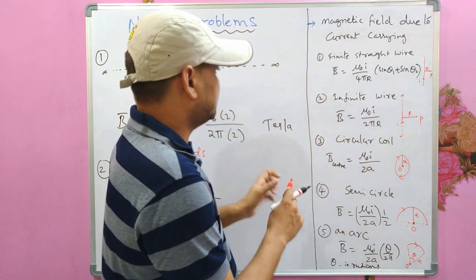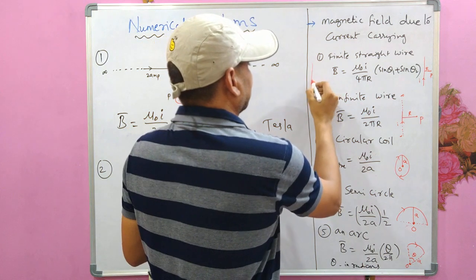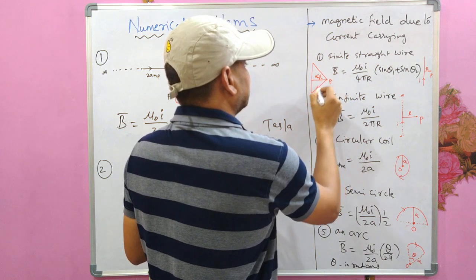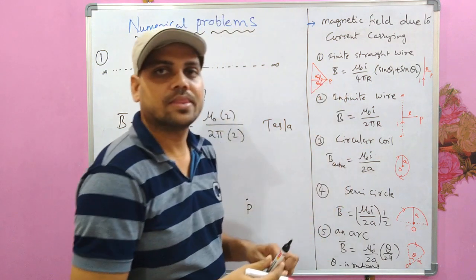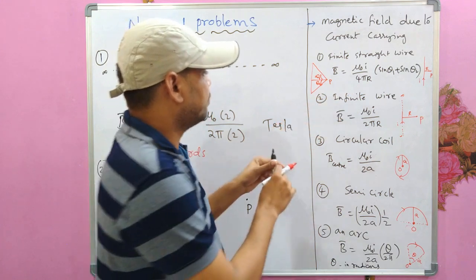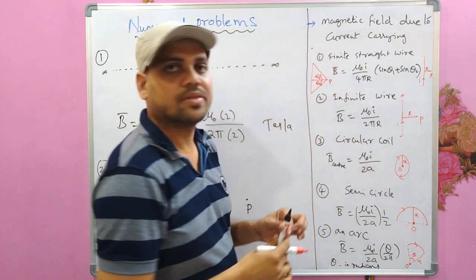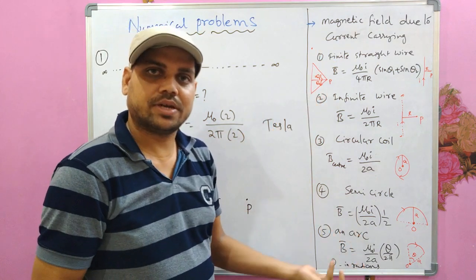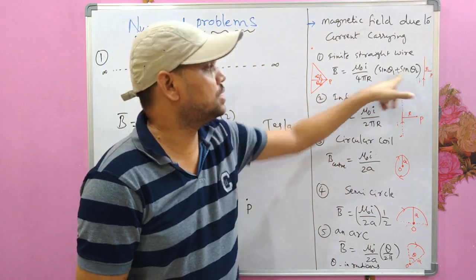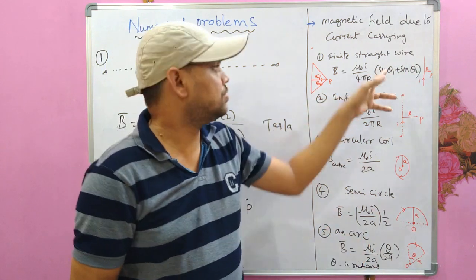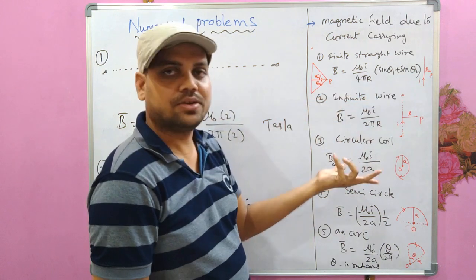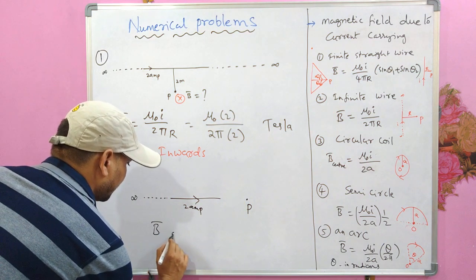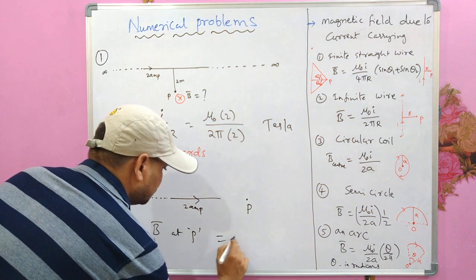What is theta 1 and what is theta 2 here actually? This is P, this is theta 1 and this is theta 2. And P is now here. For example, P is here. Then what is theta 1? It will be 0. What is theta 2? It will be 0 or 180, whatever. 0 plus 0, 0. So what is the net magnetic field? 0. So here the magnetic field at P is 0.